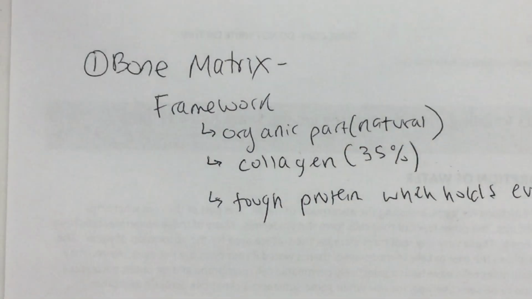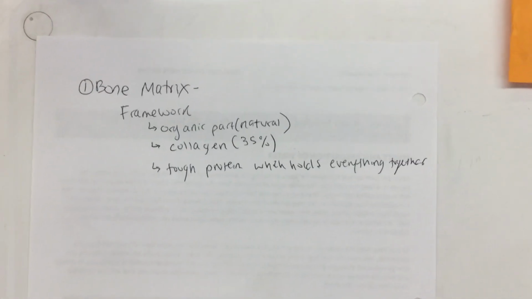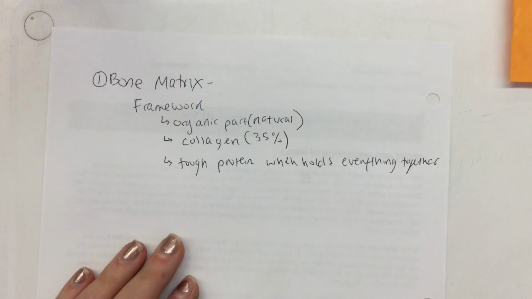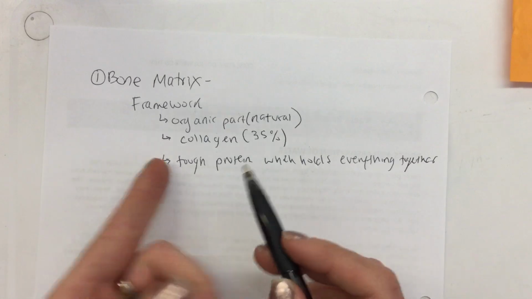Sorry. It's kind of like glue. So it's a tough protein which holds everything together, nice and sturdy, really strong. Now this can be destroyed. Collagen can be destroyed if you cook bone. You're probably like, why would you cook bone? Think about chicken. If you cook chicken wings, etc., the collagen, since it's a protein, will denature.